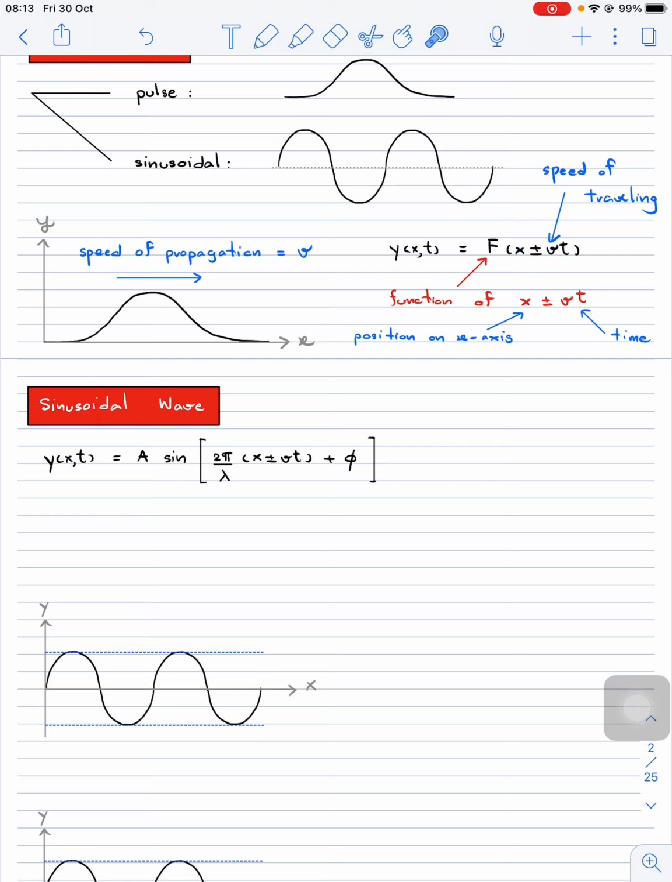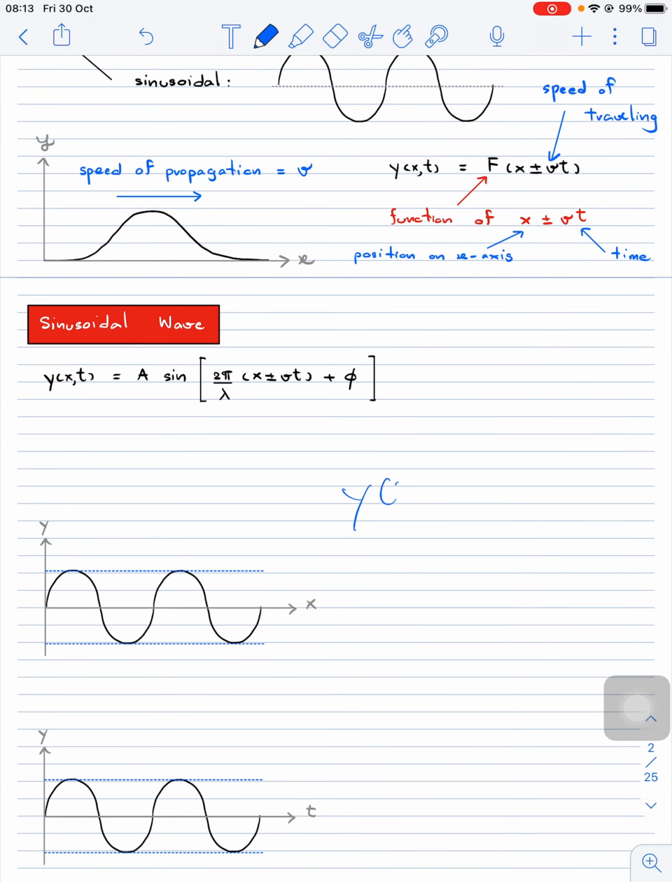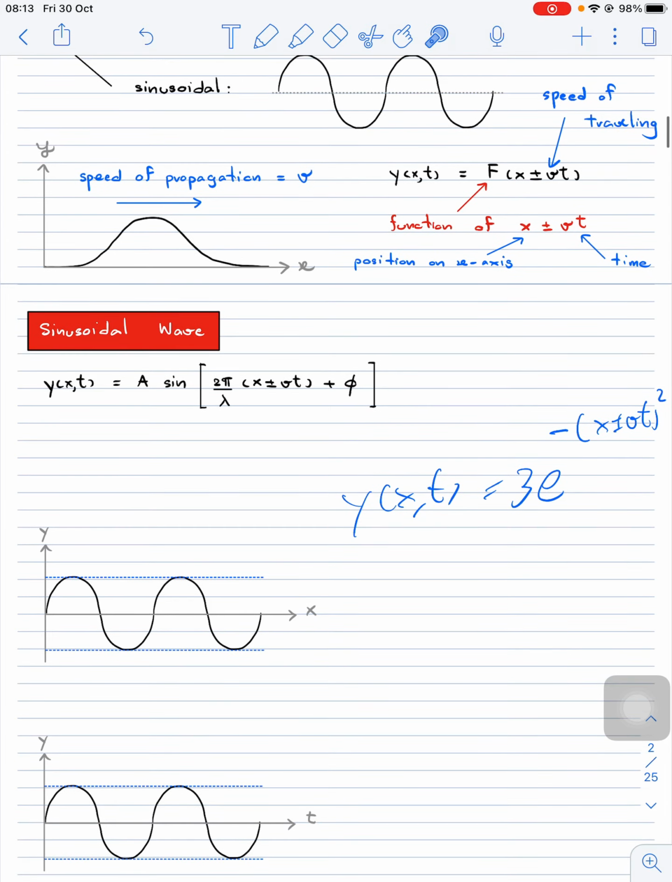But the thing is, the wave function must have the argument x plus or minus v times t. For example, you can have the function of the wave be something like y(x,t) equals, maybe, 3 times e to the negative (x plus or minus vt) squared. You can see that the argument of this function just depends on x plus or minus vt. So it means that this wave function is for a propagating wave.